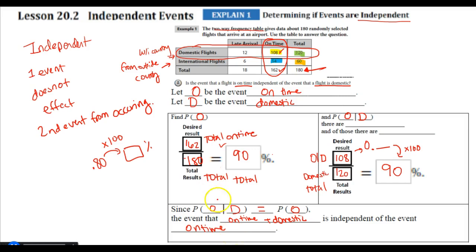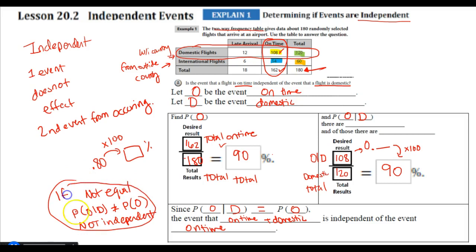And just so you know, let's say they were not equal. If we found out that the probability of O/D was not equal, and I know it is, but let's just say it wasn't, then I would find out that they're not independent. Okay, so just keep that in mind for the next one, because if we do end up where the probabilities are not equal, that might happen. Okay, but let's go ahead and go on to part B.